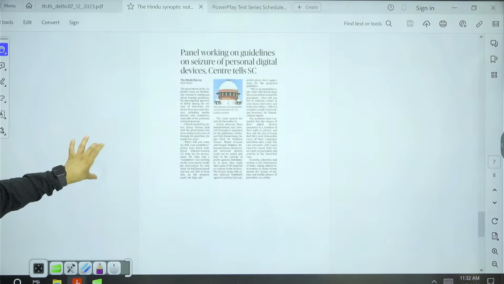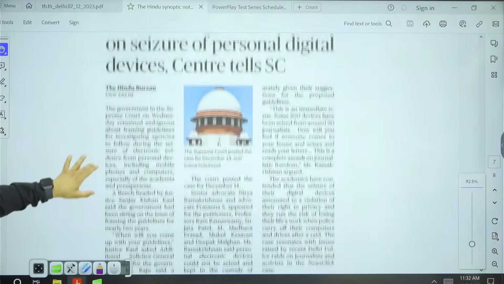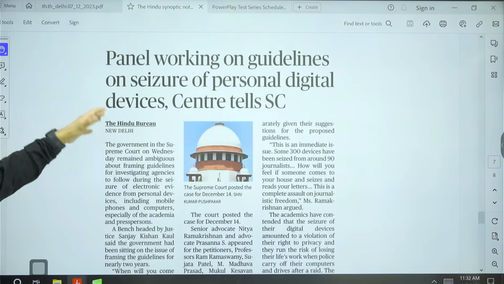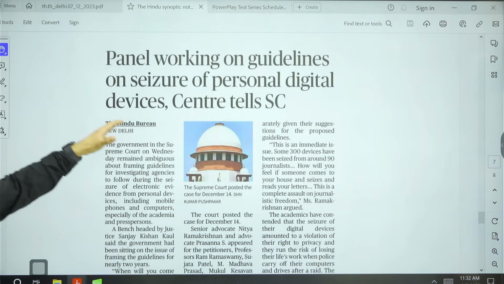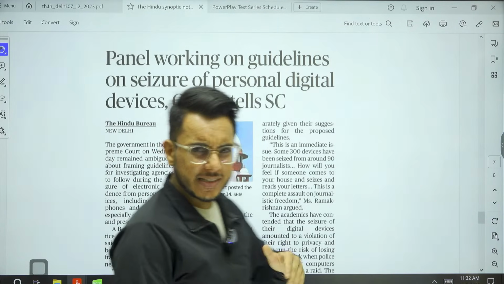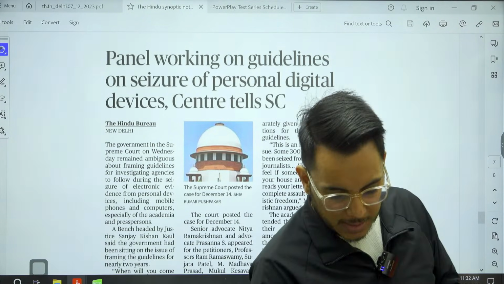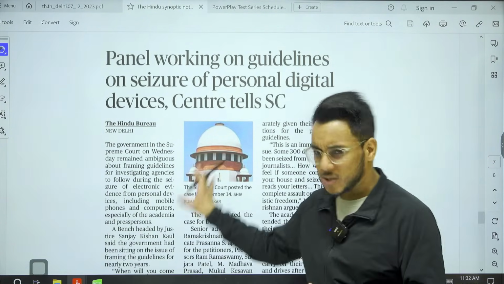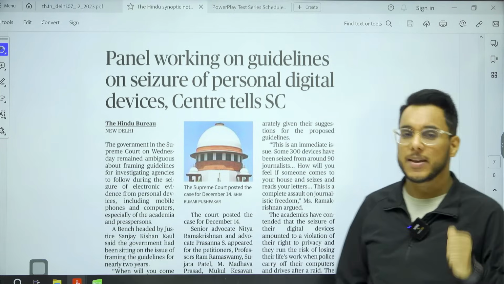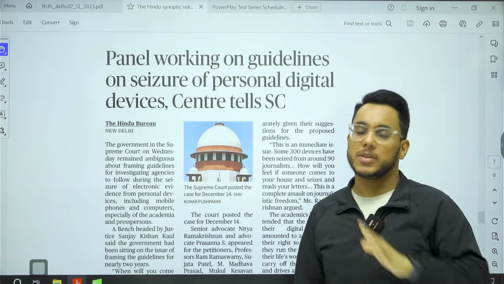Then guys, moving on to the next article. Panel working on guidelines on seizure of personal digital devices, Centre tells Supreme Court. Now guys, not much has happened in this particular article. Let me give you the context, and by context you will be able to understand this.